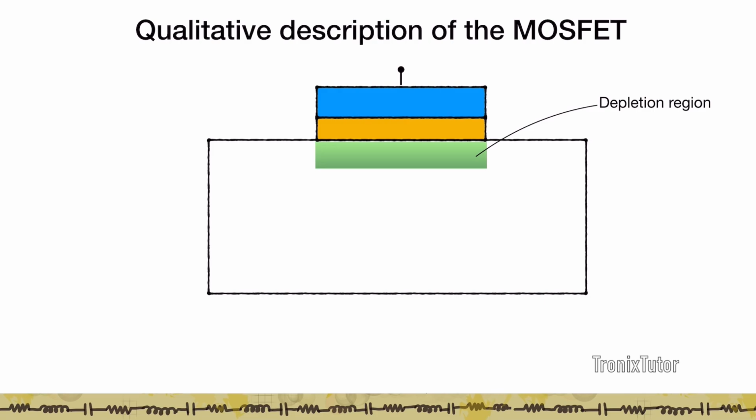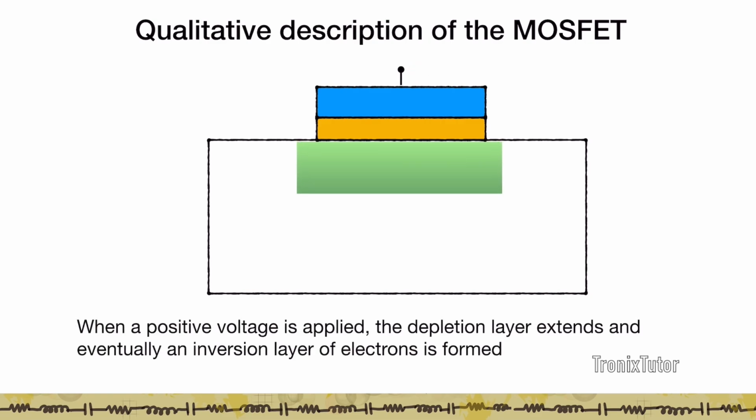At equilibrium, let's assume that the flat band voltage is set up in such a way that there exists a depletion region at equilibrium. Now, when I apply a positive voltage on the gate, the depletion region extends and eventually I create an inversion layer of, say, electrons in the semiconductor. So by applying a positive voltage on the gate, positive enough so that the depletion region eventually reaches its maximum width, the surface inverts to form an inversion layer.